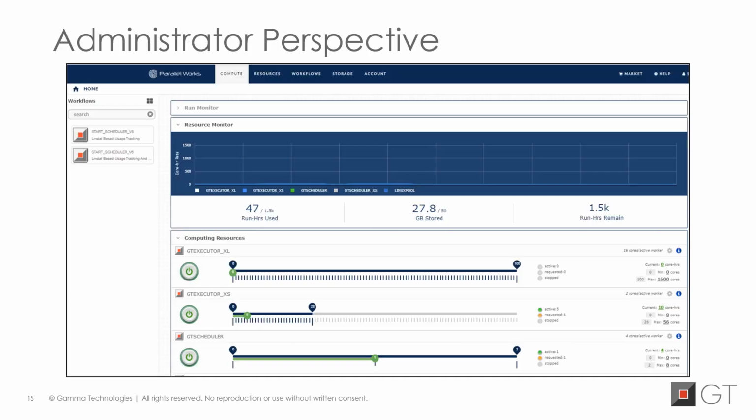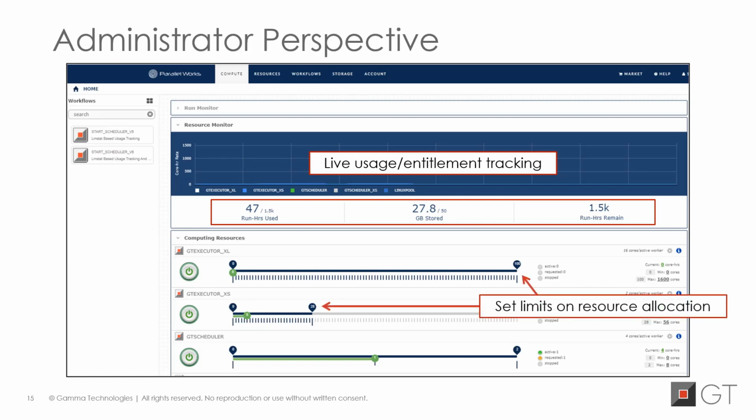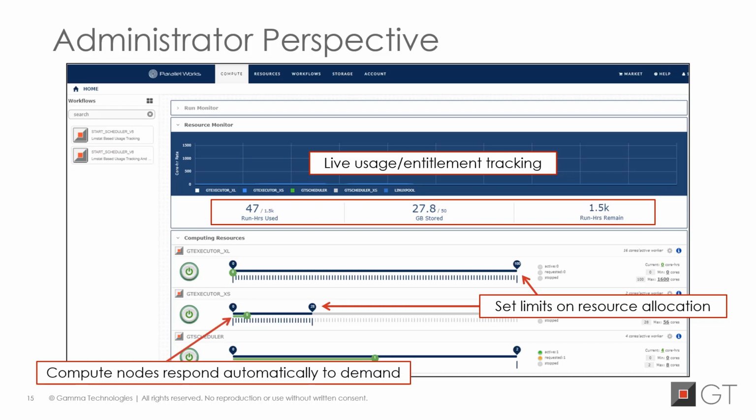From an administrator perspective, ParallelWorks provides a web portal that can be used to see live usage and core hour entitlements. An administrator can also set hard limits on the minimum and maximum number of cloud resources that can be provisioned at a given time. And as mentioned before, the compute nodes themselves will respond automatically based on the current load and demand.